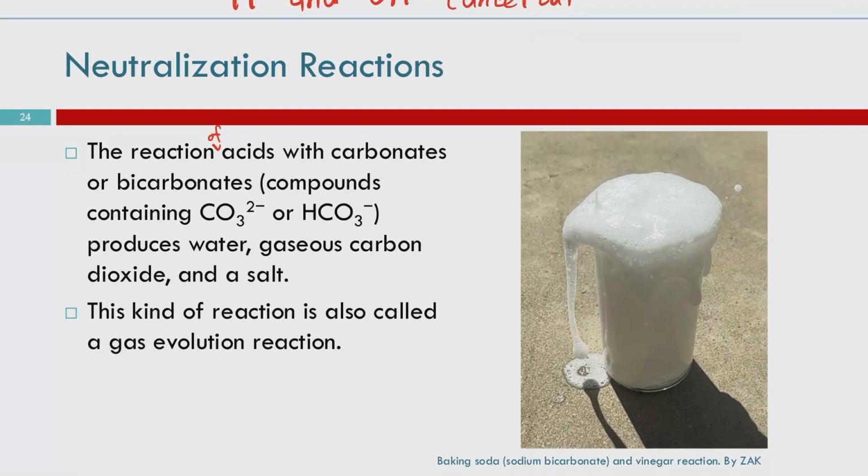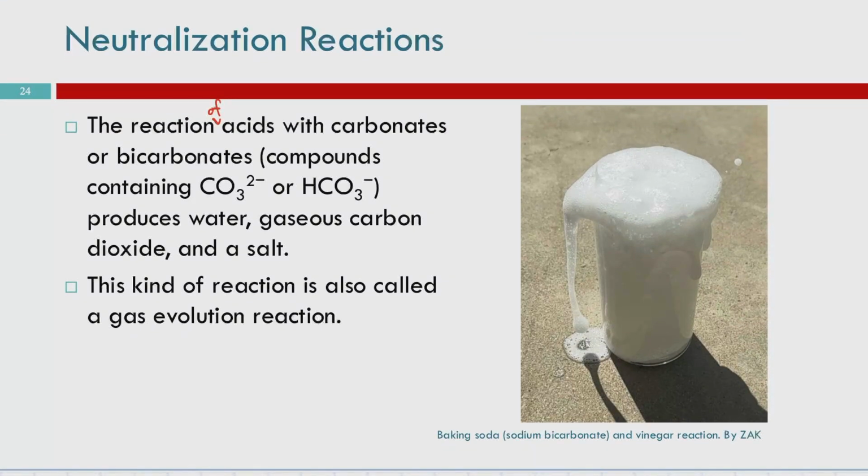Another reaction that often happens with acids and bases is the reaction with carbonates or bicarbonates. So things with CO3 2− or HCO3− that produce water, gaseous carbon dioxide, and a salt, an ionic compound.